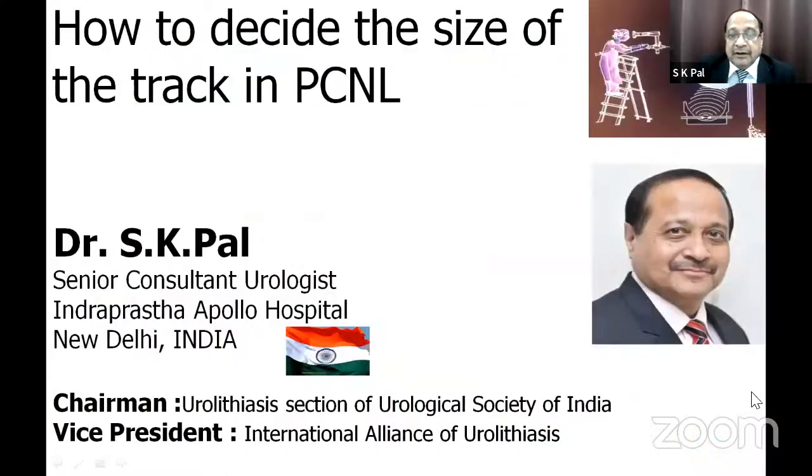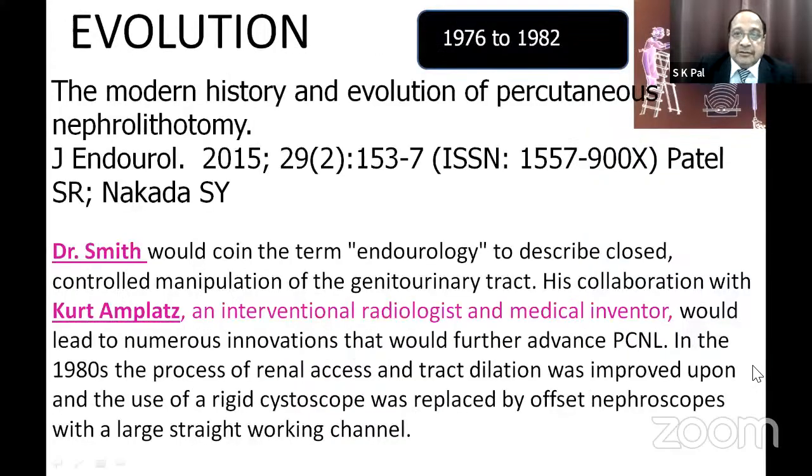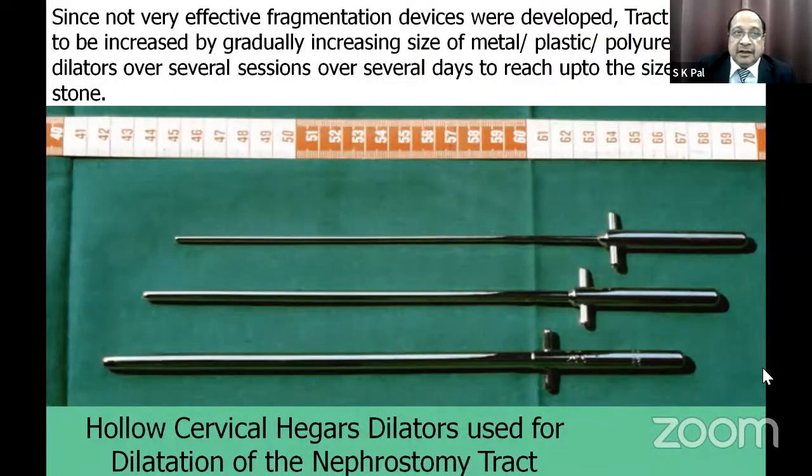And today I will discuss how to decide the size of the tract in PCNL. When we talk about this, we should see the evolution of PCNL, when this was taking place from 1976 to 82. In these 6 years, very effective fragmentation devices were not available.